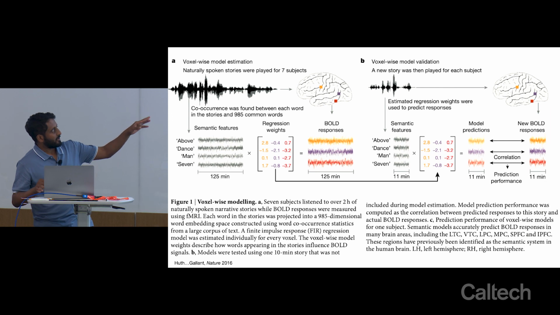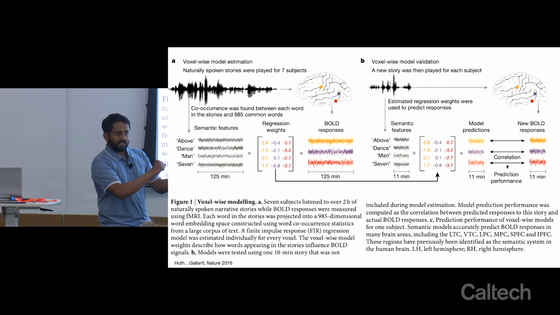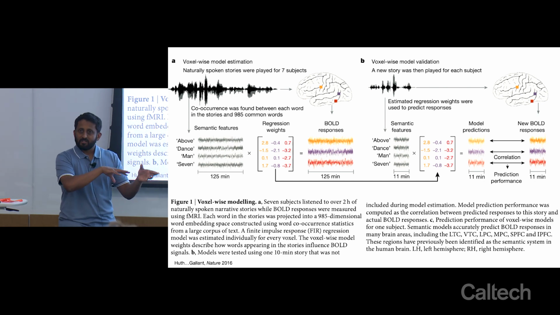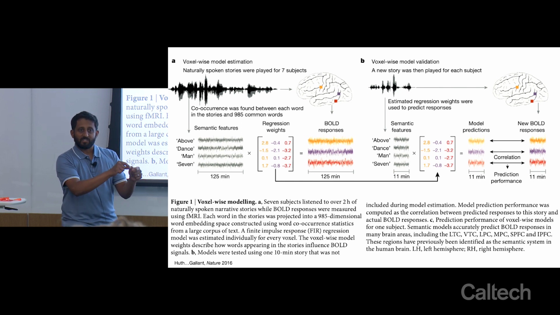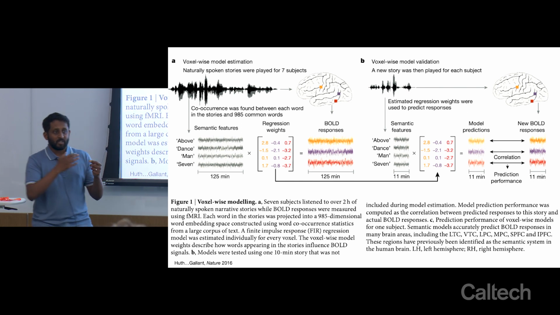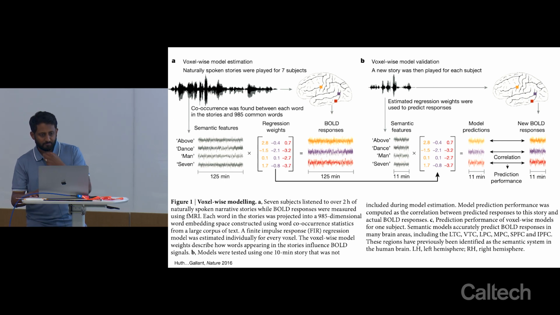And then they're talking about the cross-validation procedure here. For the same subjects, they take stories that were not used to train the models, present those stories to the subject, and then predict responses to that story. So this is held out data that they use to validate their regression model.